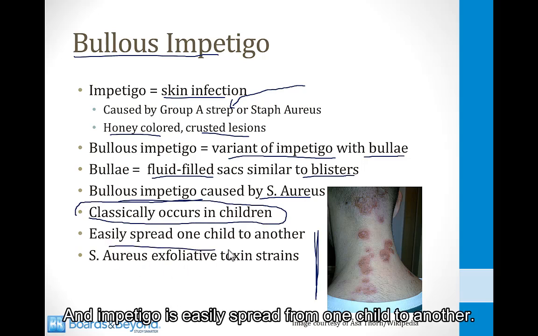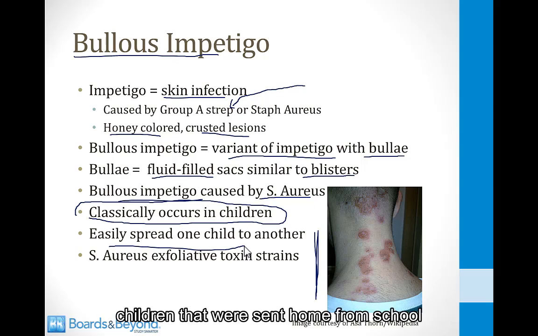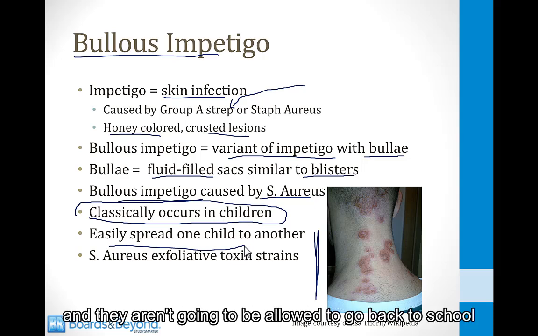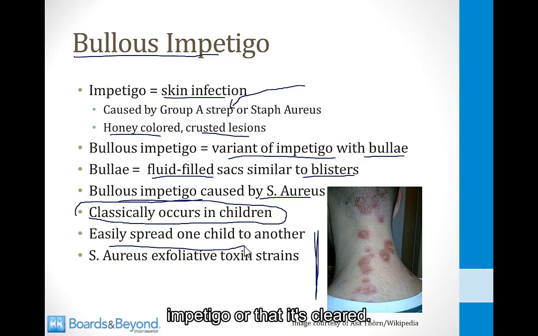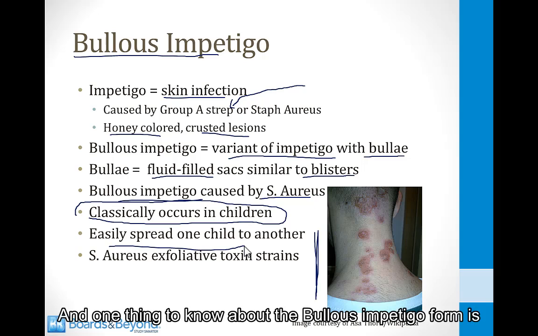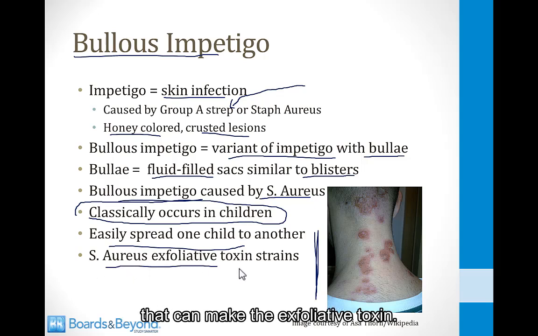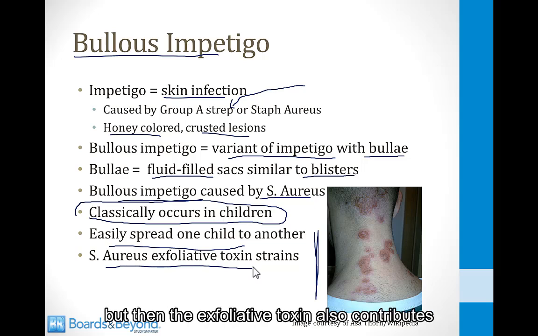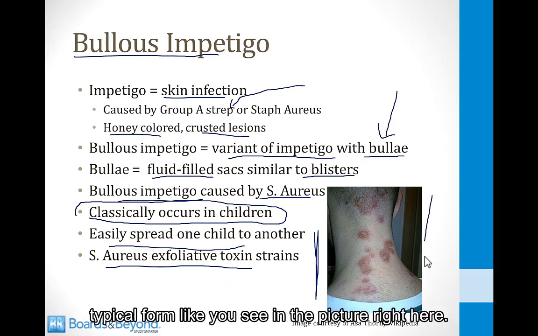And impetigo is easily spread from one child to another, so what often happens on pediatric rotations is you see children that were sent home from school because of a skin infection, and they aren't going to be allowed to go back to school until the pediatrician says that the infection is not impetigo or that it's cleared. And one thing to know about the bullous impetigo form is that it's caused by Staph aureus strains that can make the exfoliative toxin. So it's an infection with the bacteria, but then the exfoliative toxin also contributes, and it's what turns it into this bullous form instead of the typical form like you see in the picture right here.